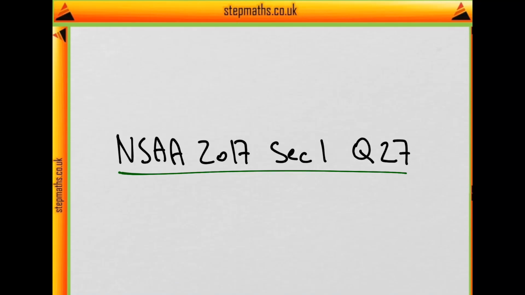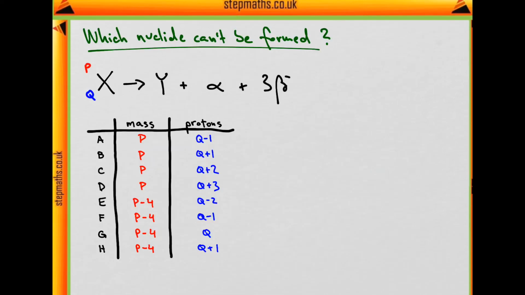This video will look at question 27 from the 2017 exam. In this question, we are given a radioactive decay of an element X, which decays into a stable element Y, an alpha particle, and 3 beta minus particles.